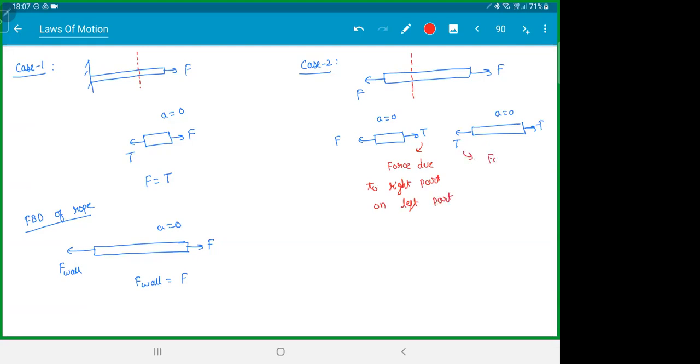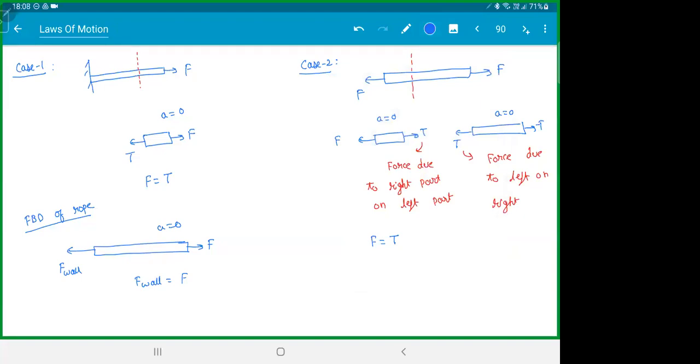This is force due to the left part on right part. Whenever you draw an FBD, you should draw the forces acting on the body. You should not draw the forces given by the body. This is force due to the left on right. I hope you're getting it. You can take any one FBD. And if you observe, you get F is equal to T. The tension is same in both the cases.